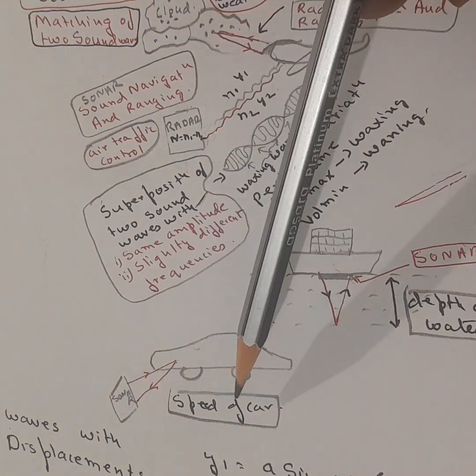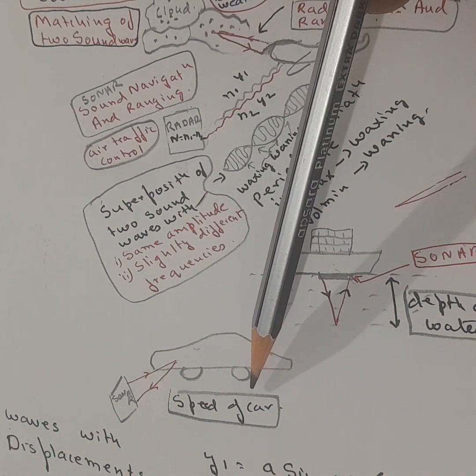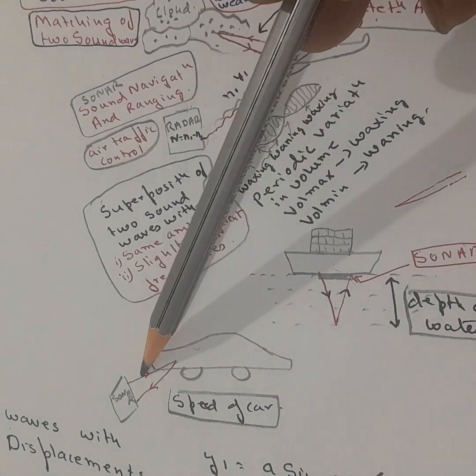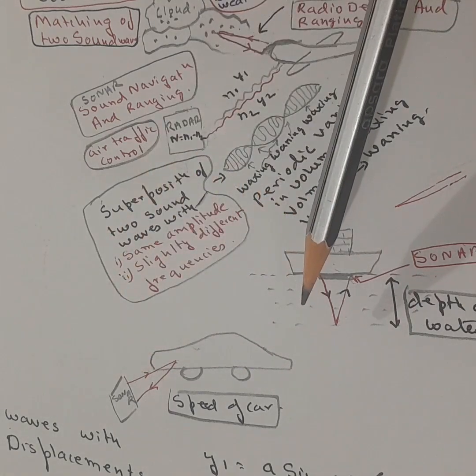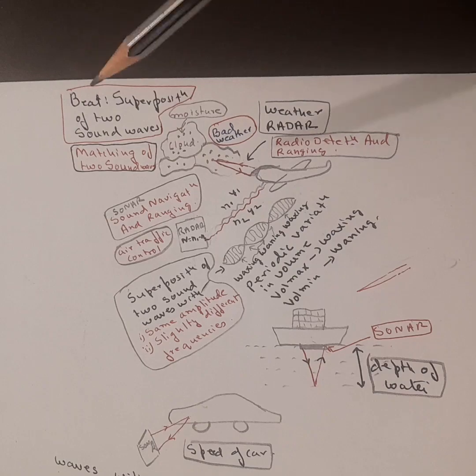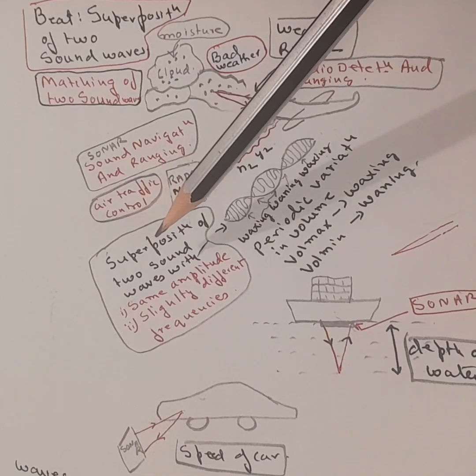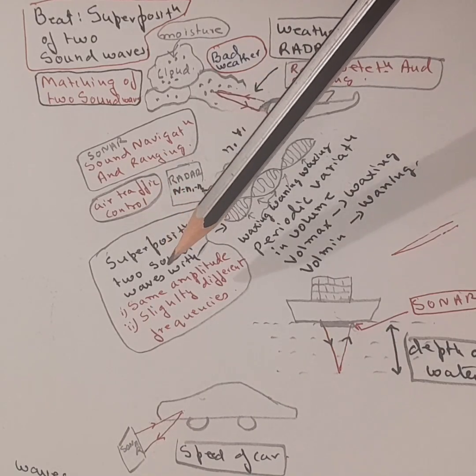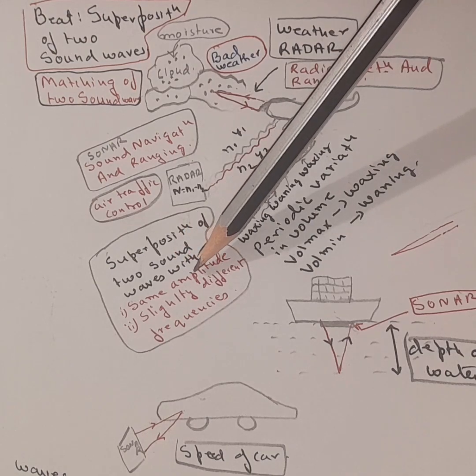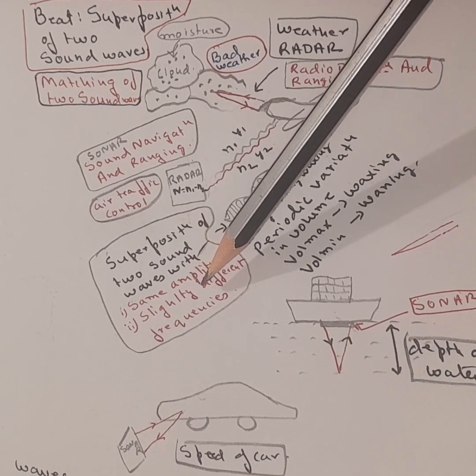So the speed of a car could also be detected using a speed gun and using beats. From this we come to know how significant beats are. A beat is the superposition of two sound waves, and it requires the same amplitude but slightly different frequency.